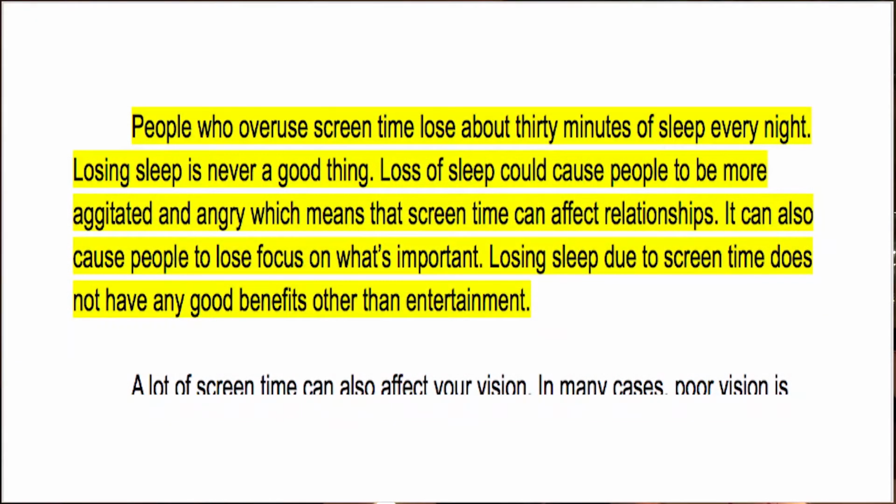People who overuse screen time lose about 30 minutes of sleep every night. Losing sleep is never a good thing. Loss of sleep could cause people to be more agitated and angry, which means that screen time can affect relationships. It can also cause people to lose focus on what's important. Losing sleep due to screen time does not have any good benefits other than entertainment.